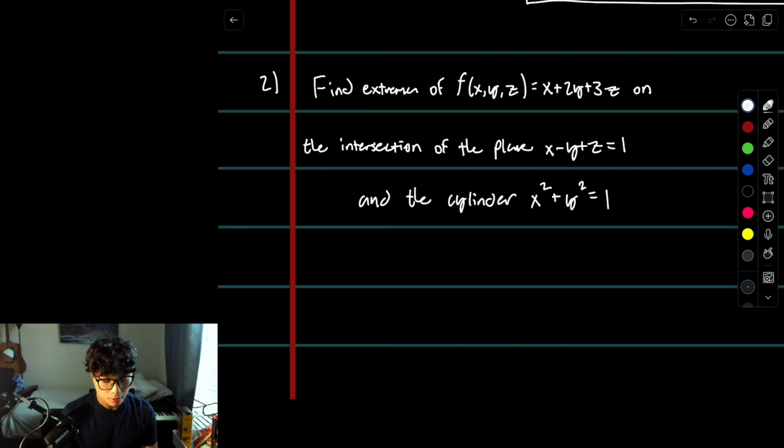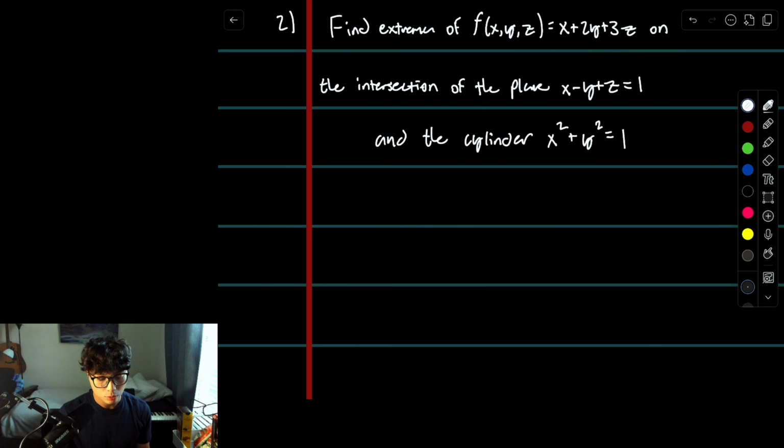Now our second problem states to find the extrema of f(x, y, z) = x + 2y + 3z on the intersection of the plane x - y + z = 1 and the cylinder x² + y² = 1. While I solve this, I want you to solve it first, and then I'll quickly run through how to do it.